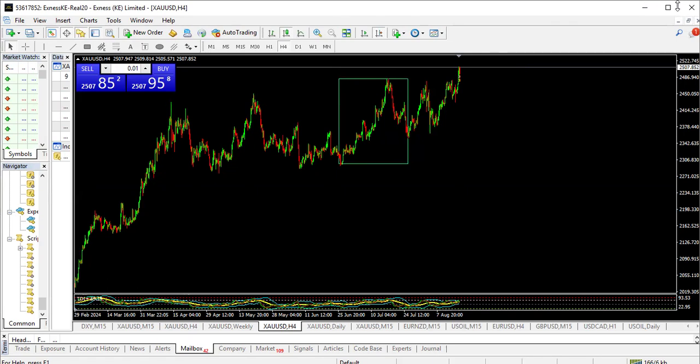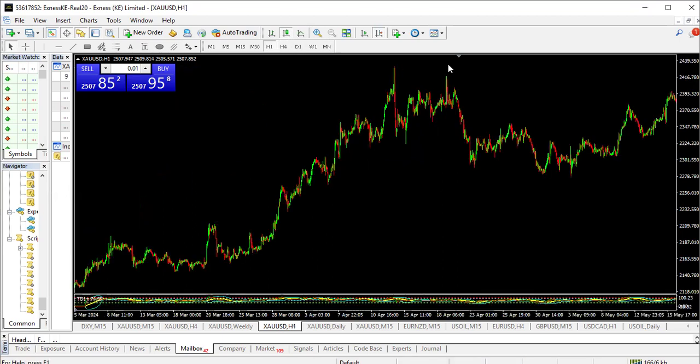Now, if you look at this particular area here, this was the complete level. But now when you come to this one, we need to go down to a lower time frame to see what has been happening, and maybe we'll be able to understand it better. So let us go down to H1 and see what we have here.